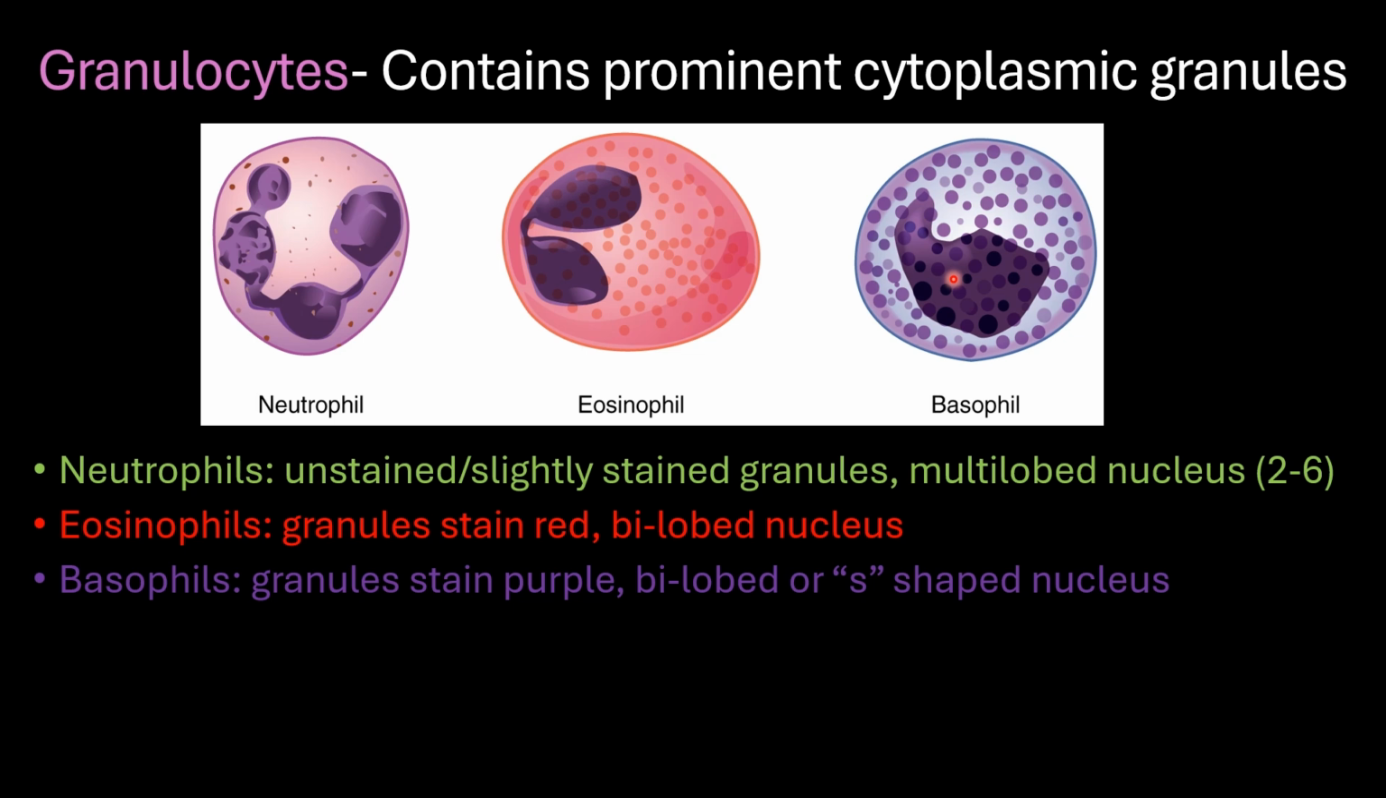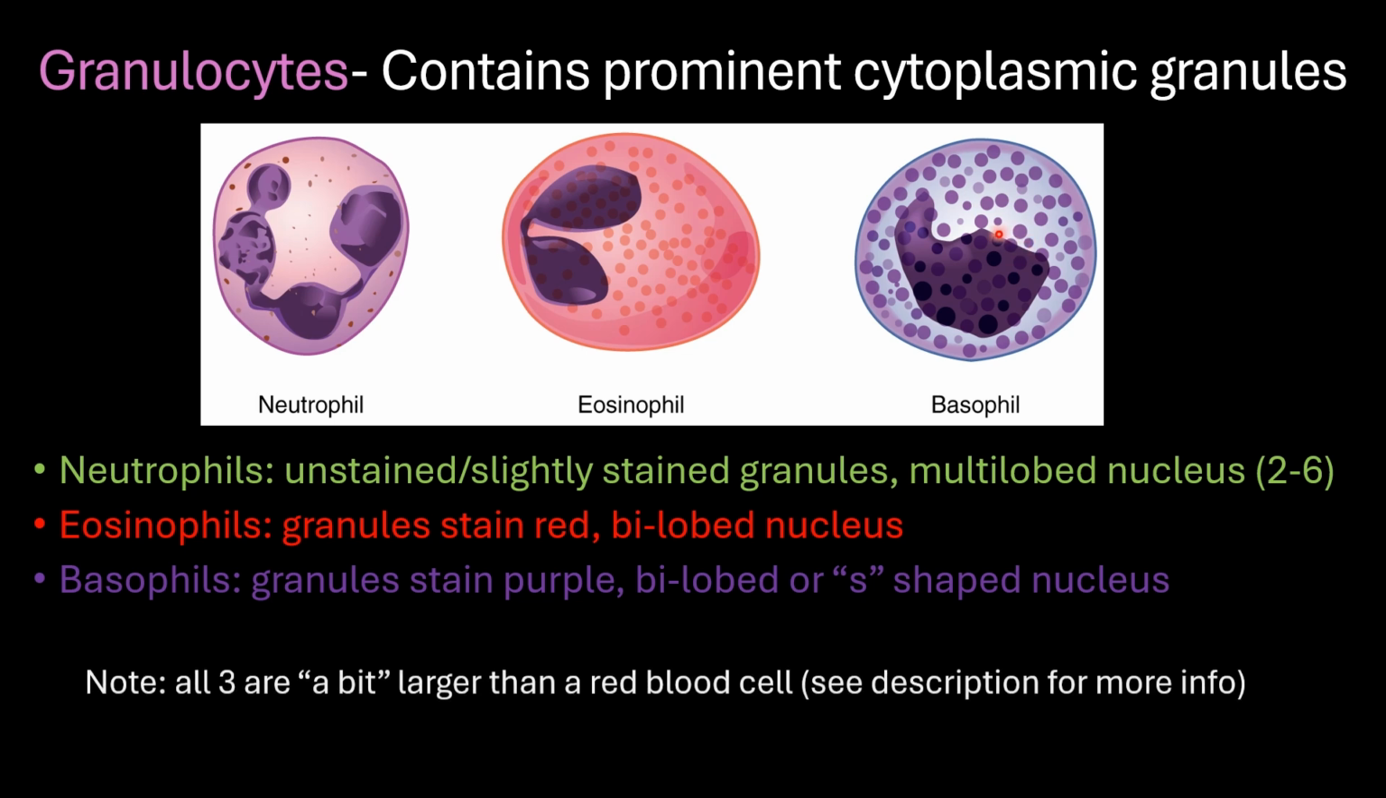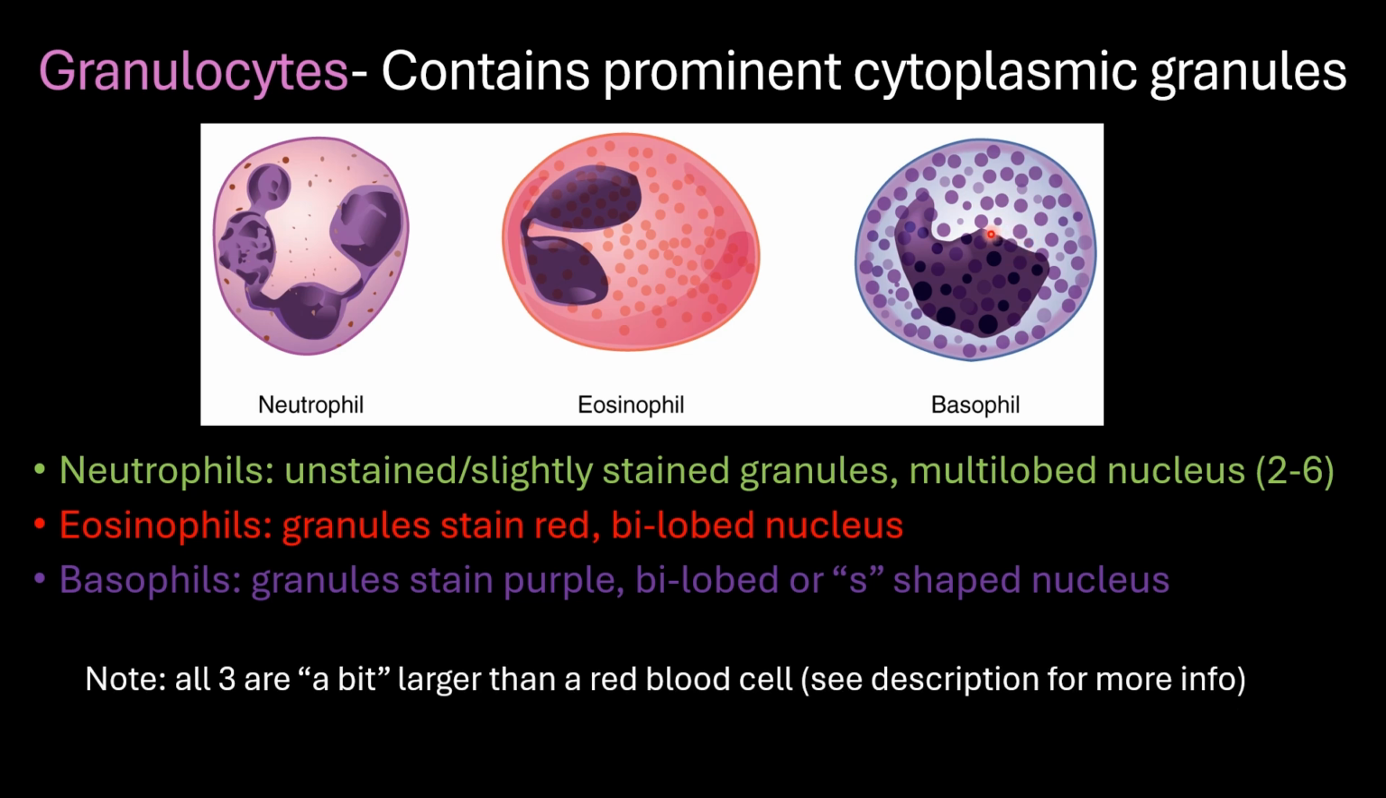So their nucleus is often more bilobed or S-shaped. But the problem here is because of all these granules are very similar in color, they overlap and it's really kind of hard to see which is which. But we'll go over how to really identify it in this video. Lastly, note that all 3 of these cells are just a bit bigger than a typical red blood cell, and if you were to measure the diameter of the cells, and we'll go over that too as well with some examples.